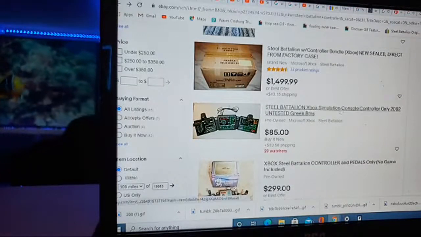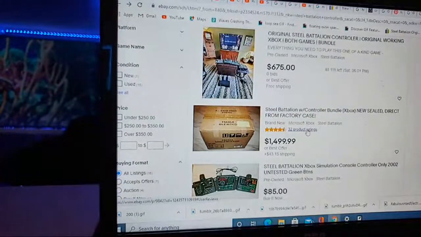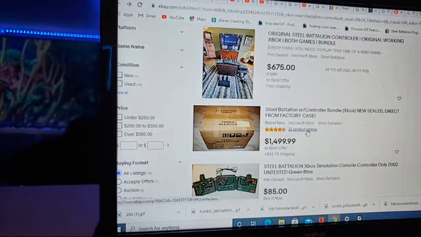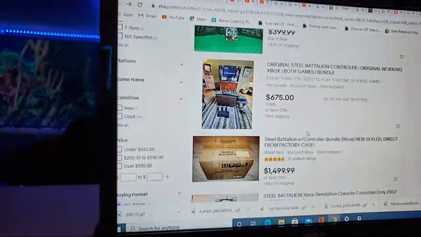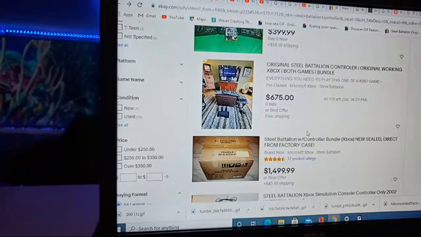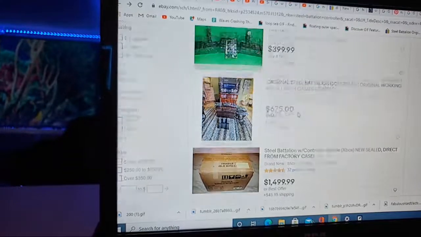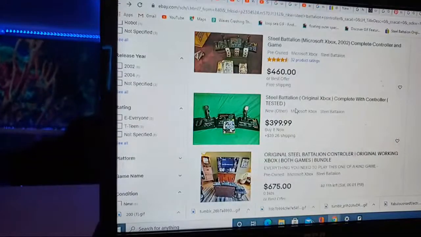Yeah, see, this is supposed to be the controller only. You got the controller only, but the problem is you got to have the controller and the pedals because the pedals don't work with just any controller. That's the thing people need to understand about Steel Battalion controllers. If you buy pedals separately, they might not work with your controller. You could have some problems there. They have to all sync. $400 for pedals.